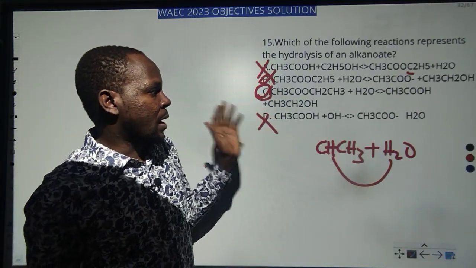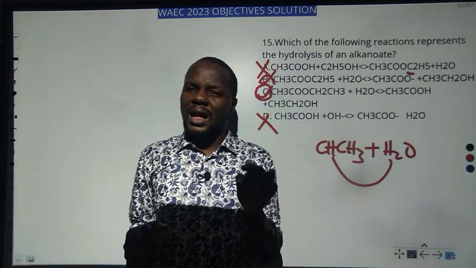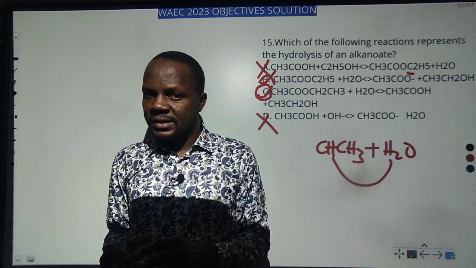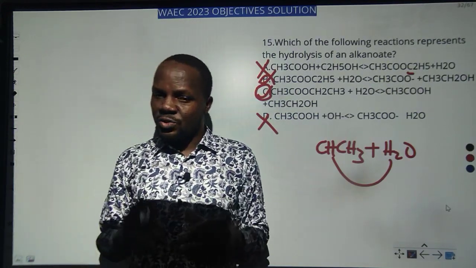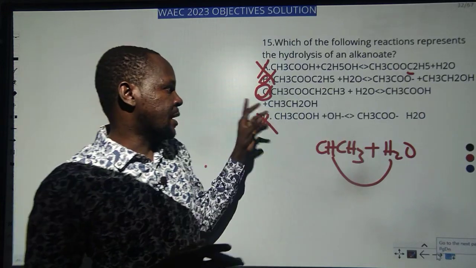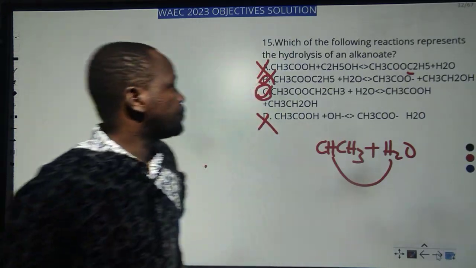The logic is, when you hydrolyze esters, you are going to have what we call carboxylic acid. It's just the reverse of the esterification reaction you have studied in your work. So the answer to this is option C. Admin, you can move to the next one.